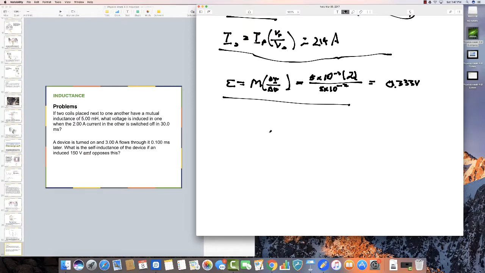The second problem has a self-inductance. A device is turned on and 3 amps flows through it 0.1 milliseconds later. So you turn it on and there's this change of 3 amps that takes place over 1/10 of a millisecond. How much self-inductance is generated in this device?